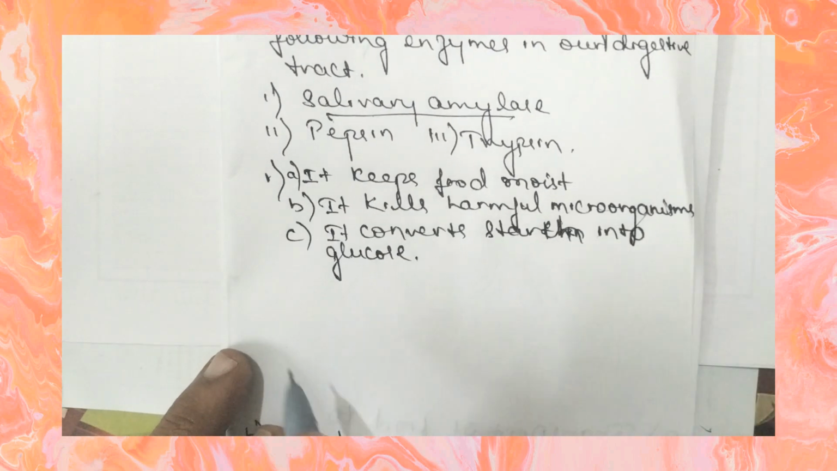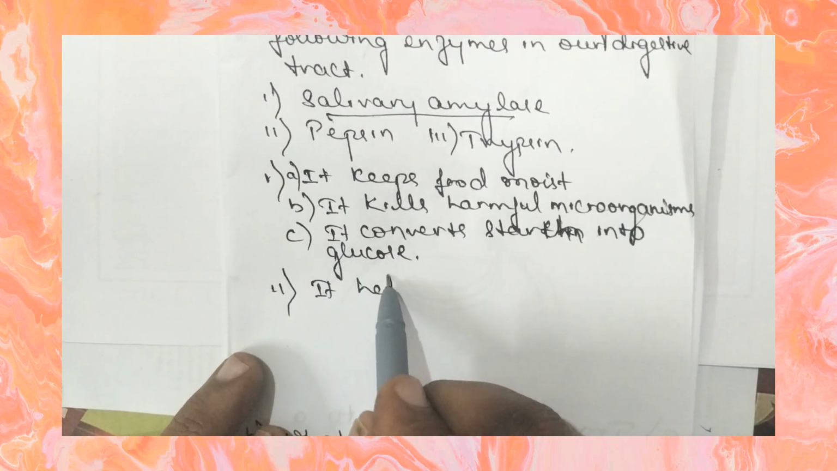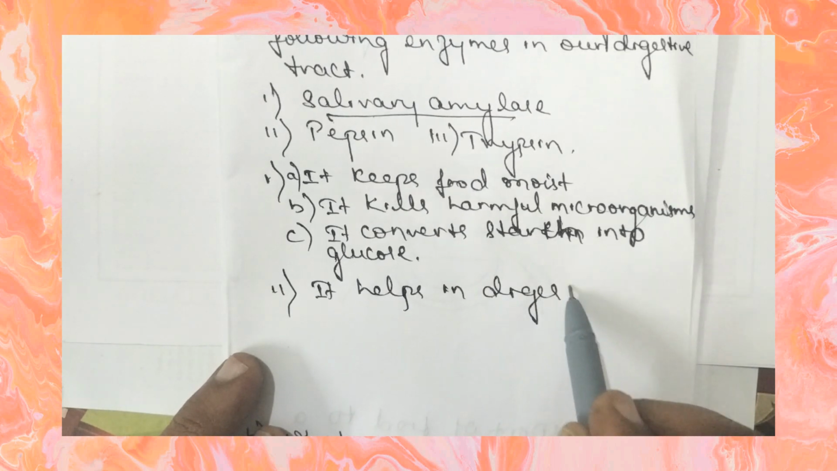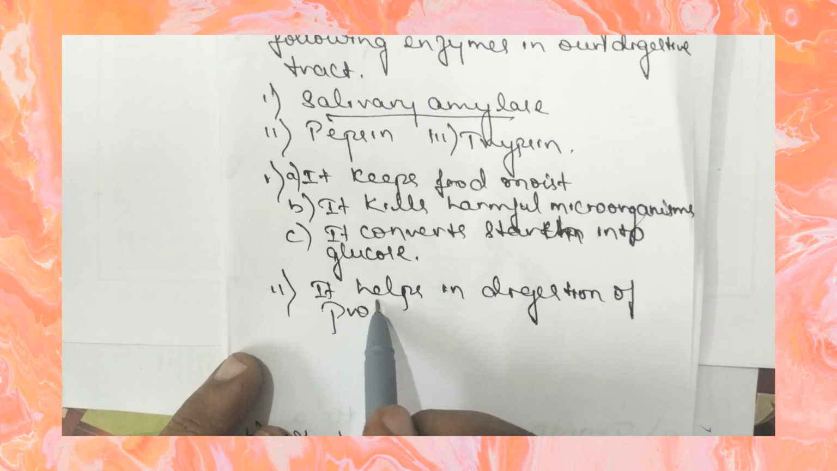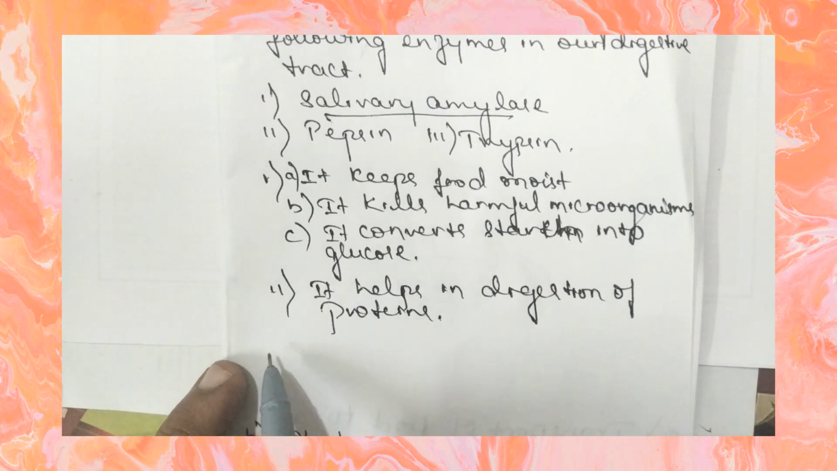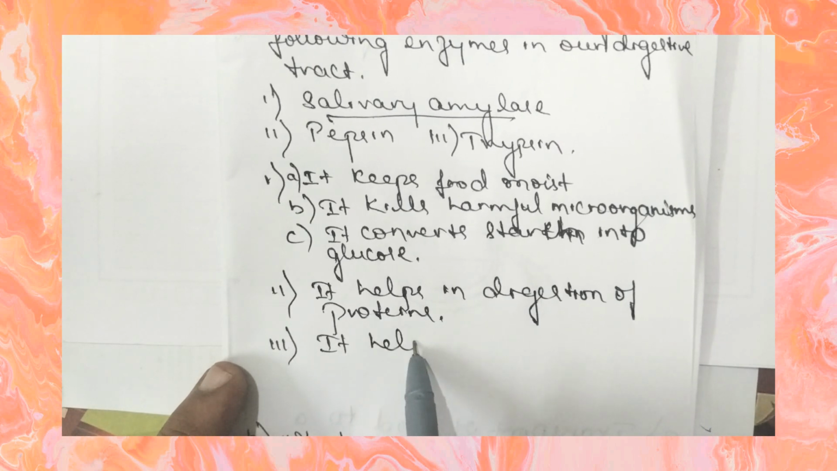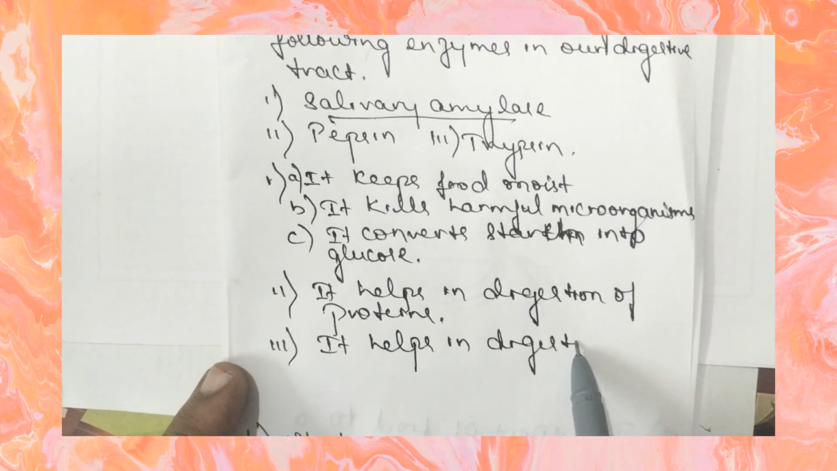Then what is the function of the second one, pepsin? It helps in digestion of proteins. Then trypsin, it helps in digestion of proteins.